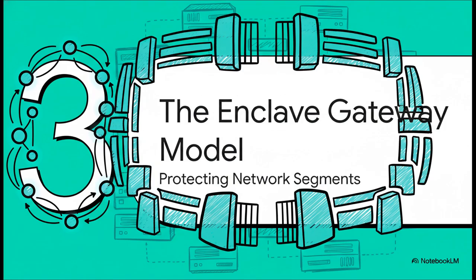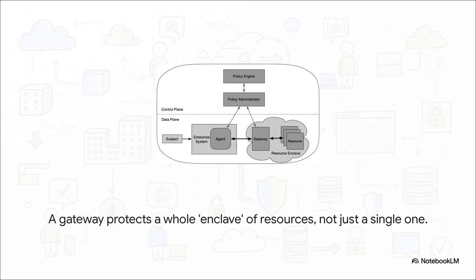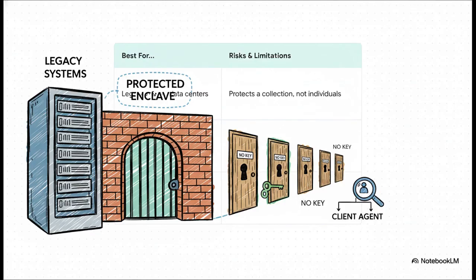This one isn't about protecting one single thing, it's about protecting a whole chunk of your network all at once. Instead of putting a doorman at every single office door, this is like having one super secure checkpoint at the main entrance to the entire floor. The user's agent is still there on their device, but it's talking to a gateway that's guarding a whole collection of resources, like an old-school data center. This is a lifesaver when you're dealing with legacy systems, the stuff you can't easily change or modernize. But here's the trade-off, and it's a big one. You lose that fine-grained control inside the enclave. Once a user is past that main gate, they might be able to see other doors they don't have a key for.